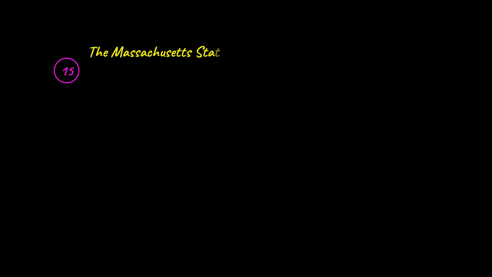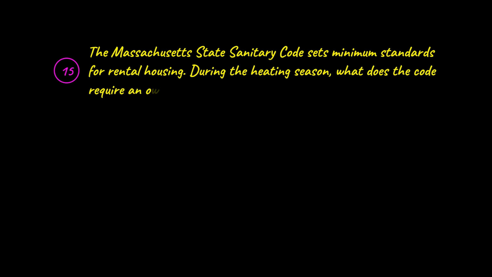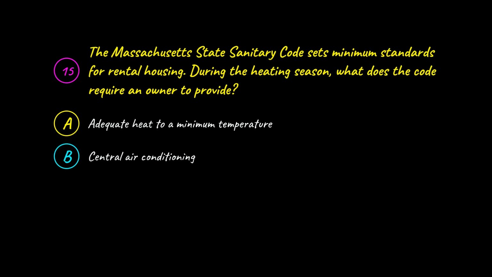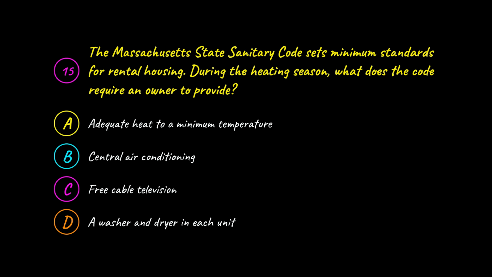Question 15. The Massachusetts State Sanitary Code sets minimum standards for rental housing. During the heating season, what does the code require an owner to provide? Your options are A. Adequate heat to a minimum temperature, B. Central air conditioning, C. Free cable television, D. A washer and dryer in each unit. Don't overthink it. Which one feels right?